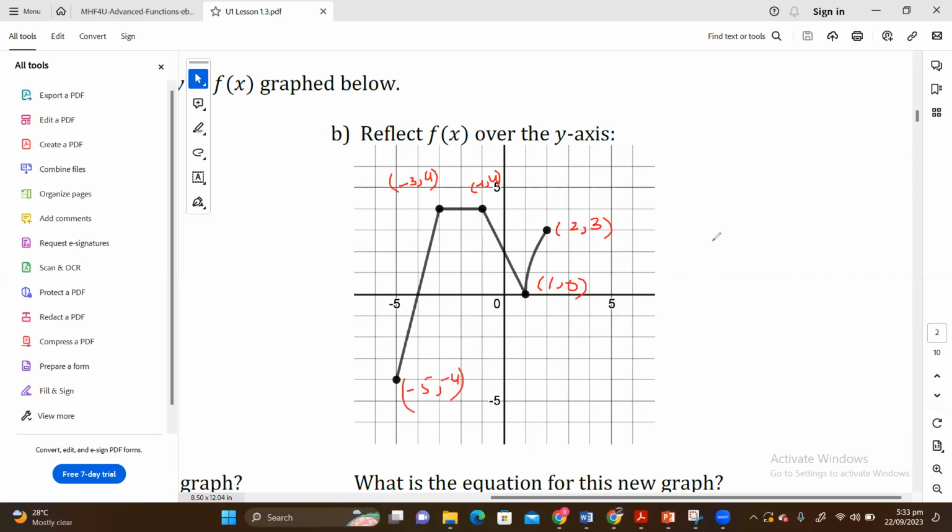So x and y will be... But the question is changed. Can you read the question? Now, yeah, it's on the y-axis. So x will remain the same and y will change.